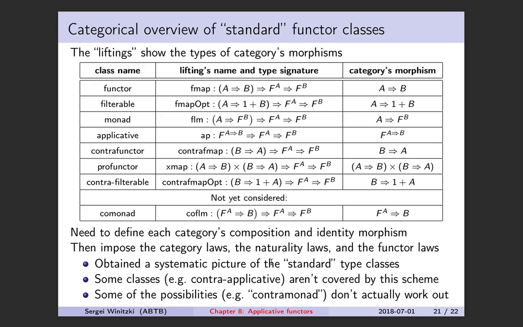Other than this, I comment that there don't seem to be other useful generalizations, such as the contramonad, which doesn't seem to exist, and also that contrafunctors that are applicative don't seem to be covered by this picture because they don't have an app lifting, as well as profunctors, which also don't have an app lifting. So not all useful classes are necessarily in this scheme, but nevertheless, this is a very useful conceptual generalization that allows us to go on and to have more assurance about what we're doing.